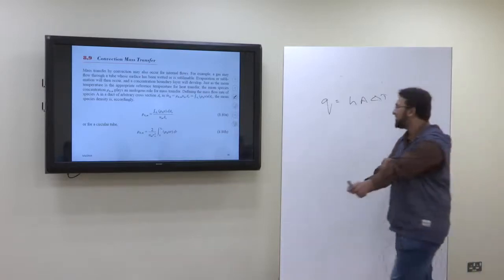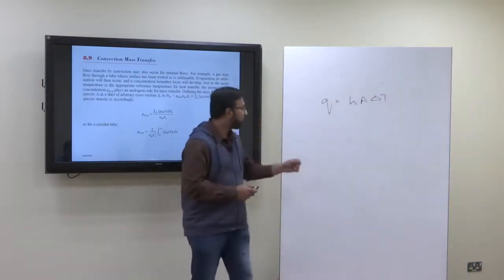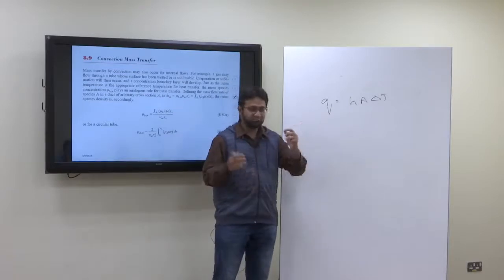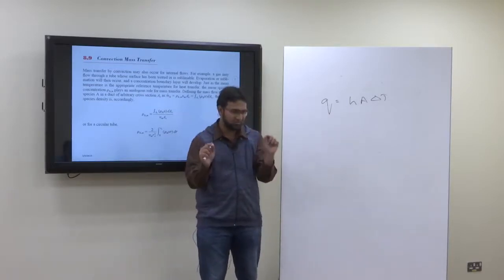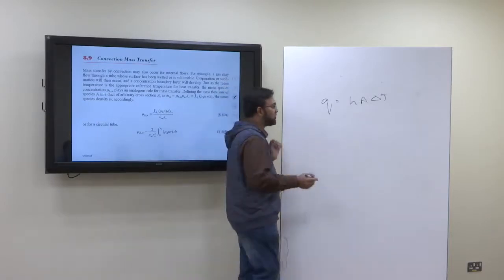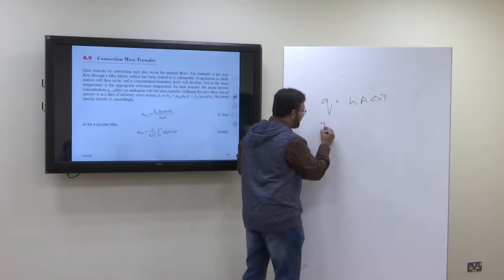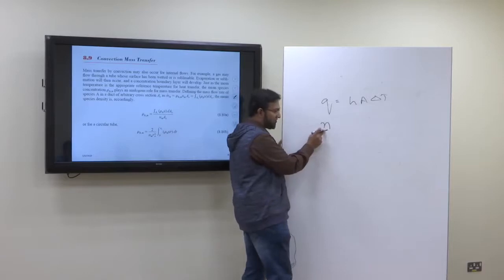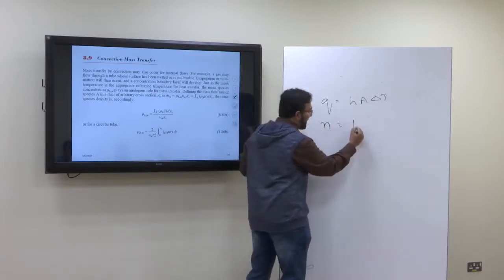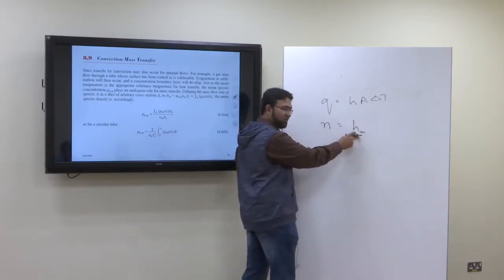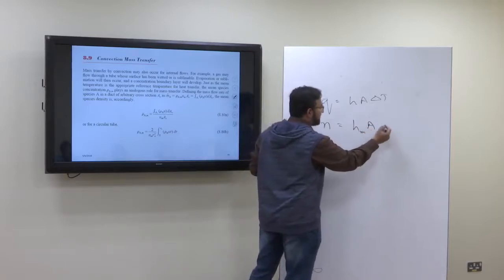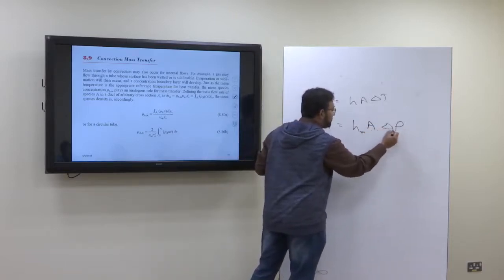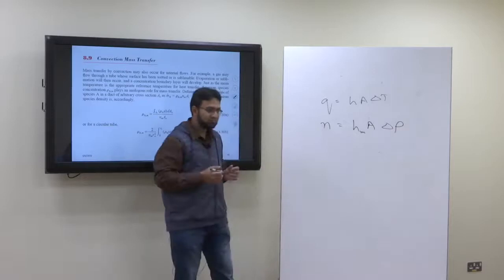Okay. So the thing is that here, why will this transfer occur, why will this diffusion occur? Because of the concentration difference. Okay? So we write it here: mass transfer rate is equal to h_m, the mass transfer coefficient, times area, which is the same surface area, and instead of delta T, we say delta rho, the concentration difference.